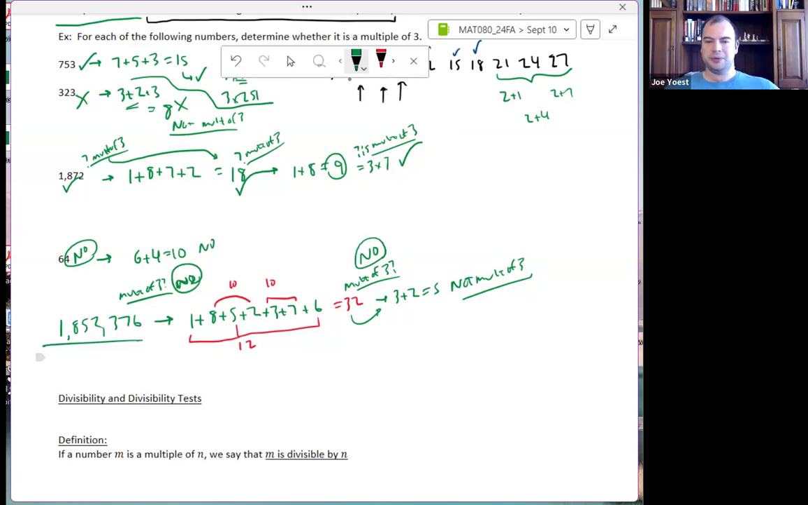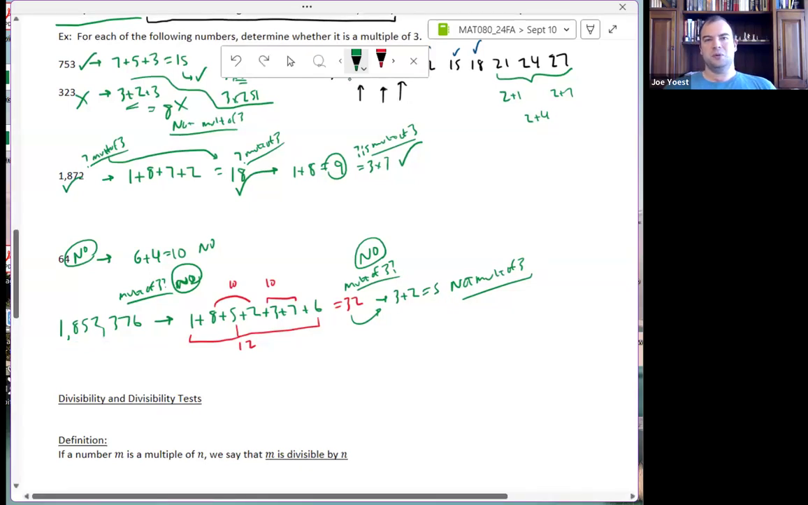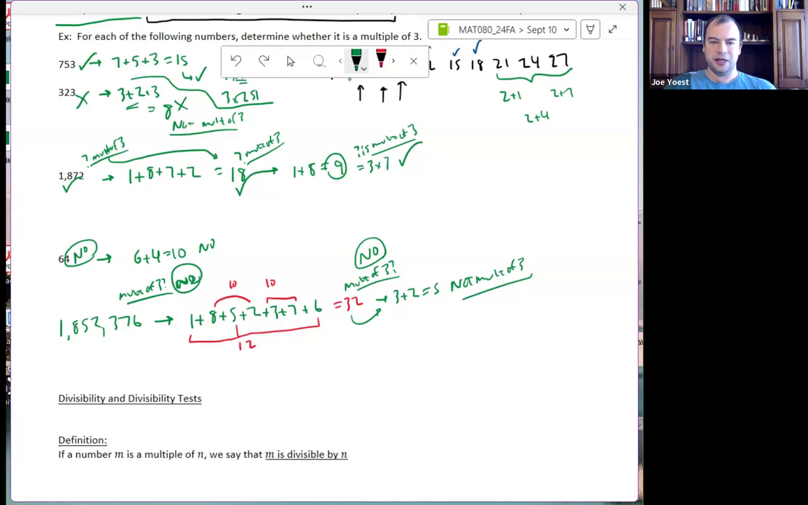Even with just 2 steps, you see that I got down to a very manageable number very quickly. So this is a pretty nice test. We can take a really big number, and within 1, 2, maybe 3 steps for an absolutely enormous number, we'll have figured out whether it's a multiple of 3 or not.